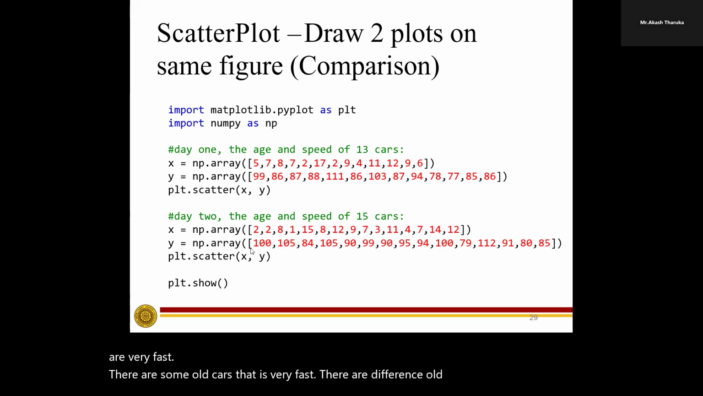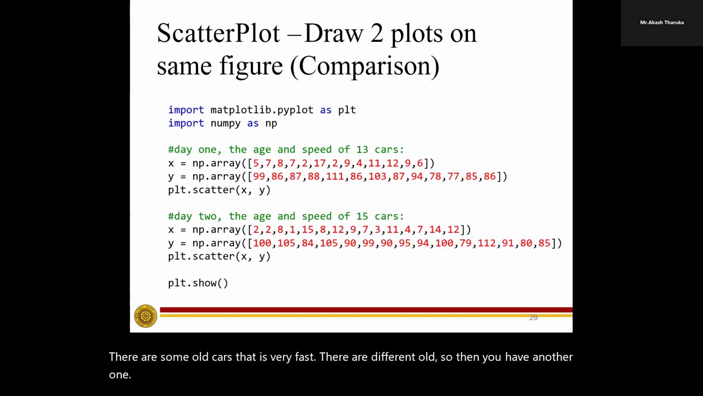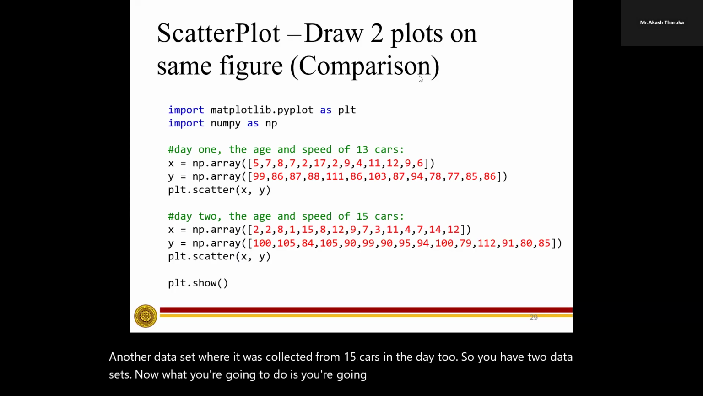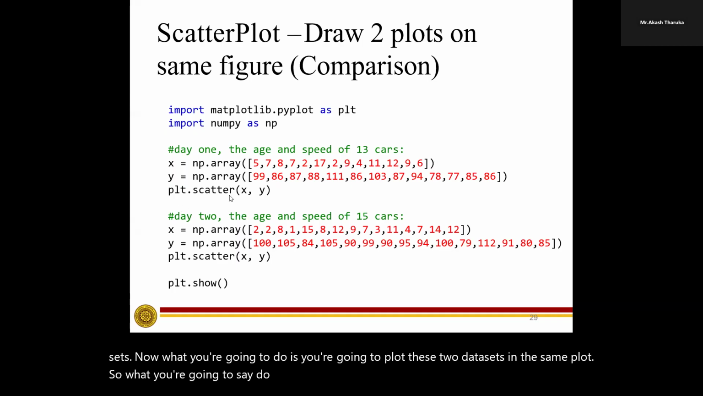So then you have another data set that was collected from 15 cars on day 2. So you have 2 data sets. Now what you're going to do is plot these 2 data sets in the same plot. You're going to say plot.scatter x comma y. So this will be plotted there.